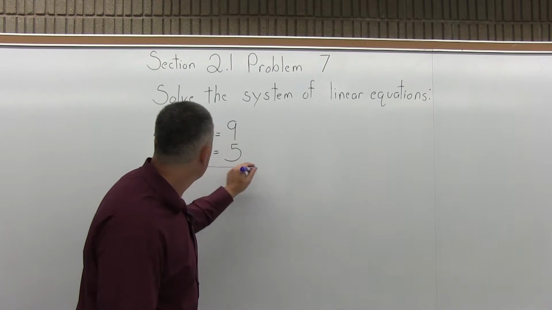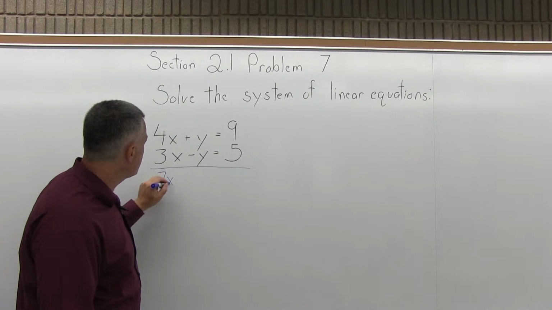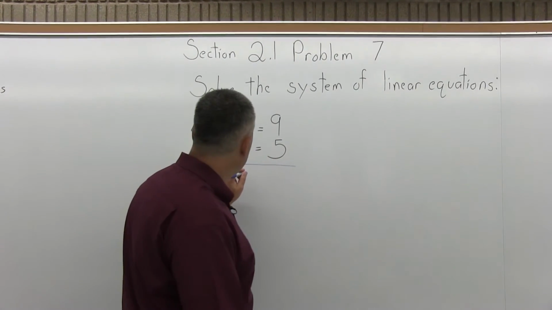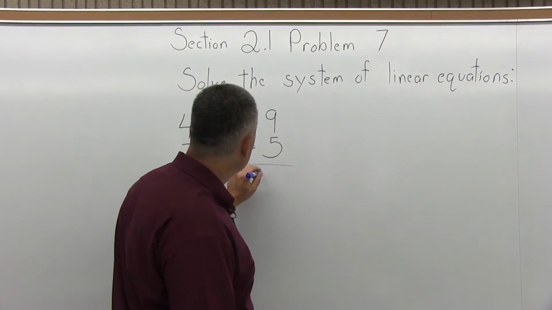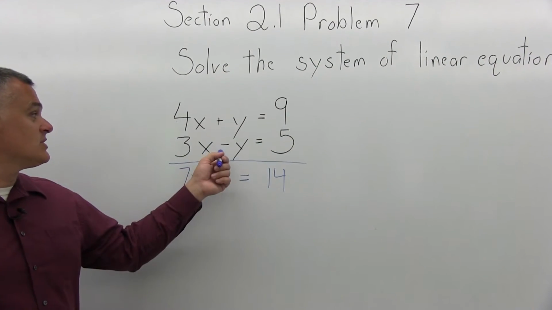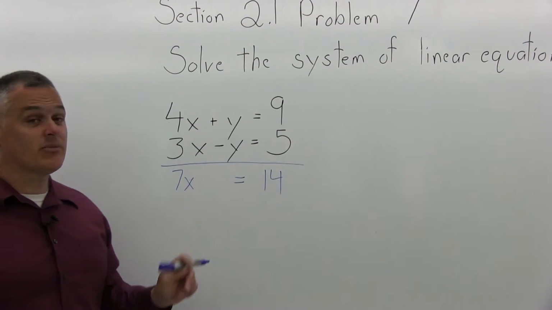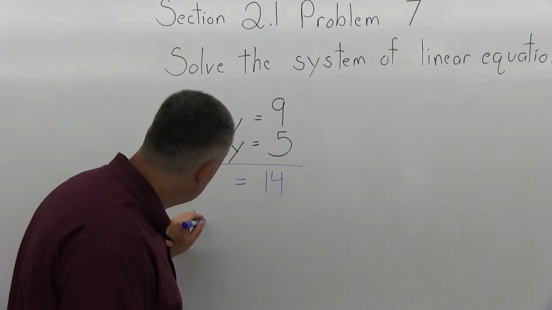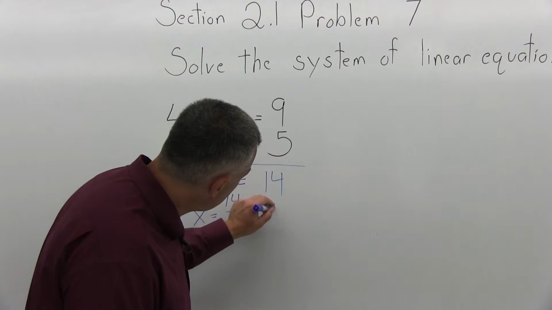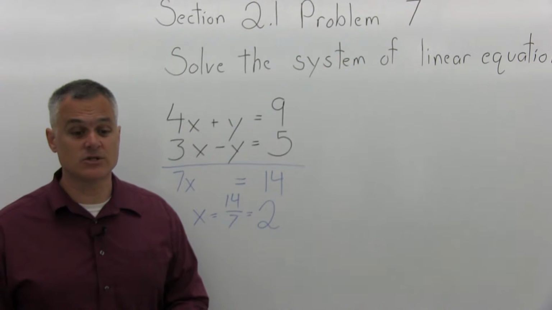So if I add these together, 4x and 3x is 7x, positive y and negative y cancel, and then 9 plus 5 more is 14. So step 2, add the equations together to cancel one of the variables, gives me 7x equals 14. Step 3, solve for the remaining variable. If I divide out the 7, 14 divided by 7 equals positive 2. X is 2. So that's step 3, solve for the remaining variable. I get x is 2.